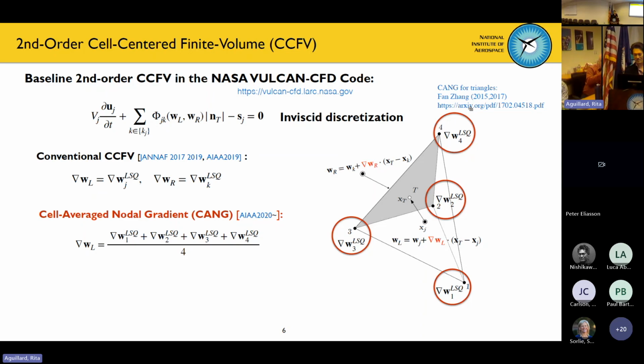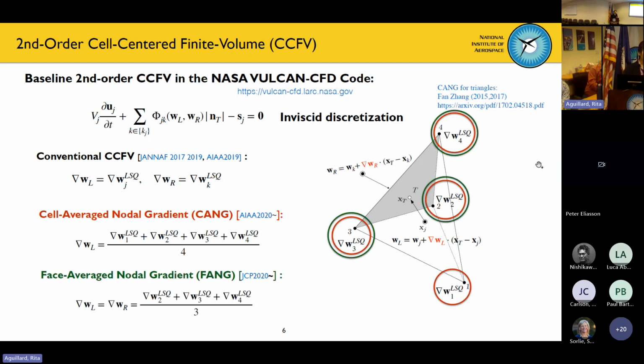But we follow this interesting work by Fan Zhang to instead compute and store gradients at nodes rather than cells. You average the nodal gradients to get the cell average. This is the original approach proposed by Fan Zhang. Then we discovered there's another way. Instead of a cell average, we can do a face average. So instead of averaging these 4 gradients, we average only the 3 gradients over the triangular face. This way you can achieve third-order accuracy, and you can also reduce the stencil size. There are some advantages. But overall, storing gradients at nodes has an advantage because the number of nodes is much less than the number of cells. You save a lot by computing and storing gradients.